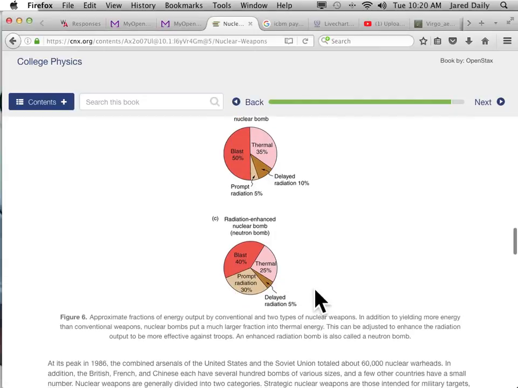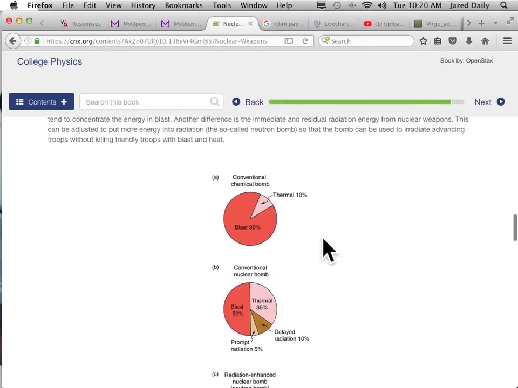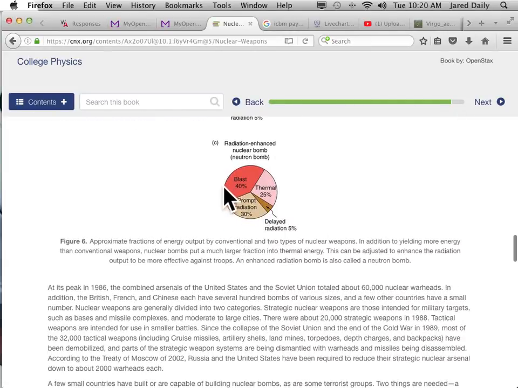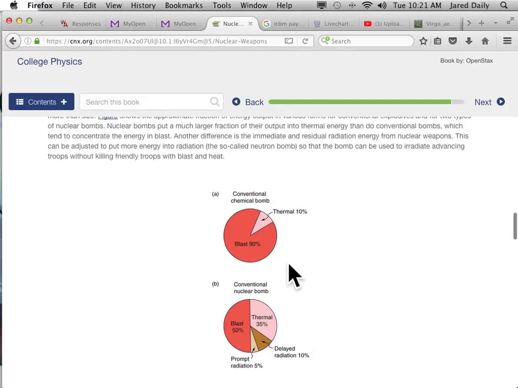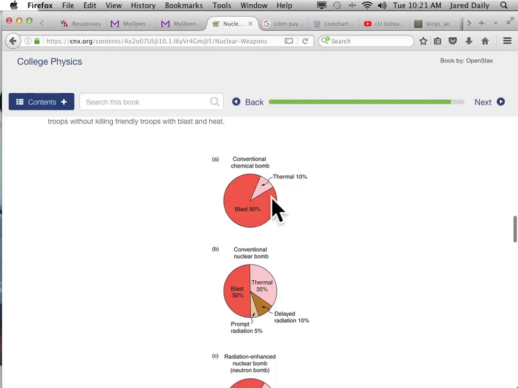And then if you have a radiation-enhanced nuclear bomb, or a neutron bomb, or a hydrogen bomb, each one of these is less blast, you see. So 40% blast, prompt radiation 30%. So that's hugely damaging, right? Thermal 25%, delayed radiation 5%. So this one's pretty clean as far as fallout goes, much more than this one. This one, a lot of blast.